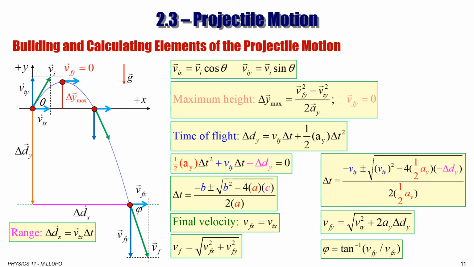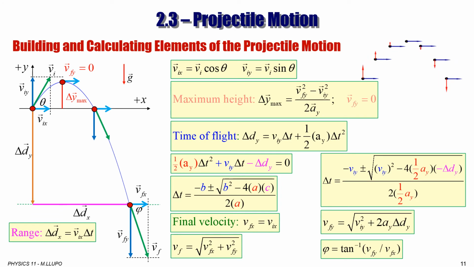The range is from start to end, but from a horizontal point of view, horizontally. Since that horizontal motion is a constant motion because this component is constant, it is a simple calculation. Delta dx is equal to v initial x times delta t. And that's it about calculating projectile motion.